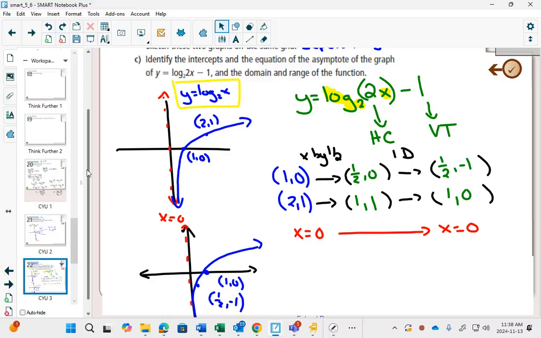Identify the intercept. So the intercept, we only have the x-intercept at 1, 0. The asymptote is still x equals 0. Domain and range of this new graph, x is greater than 0.